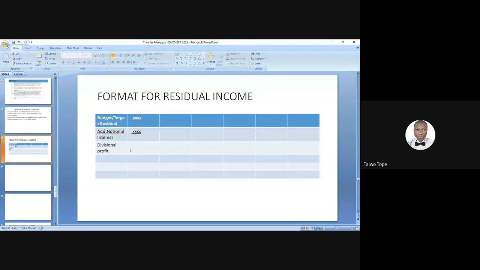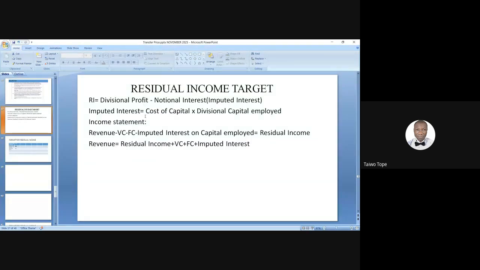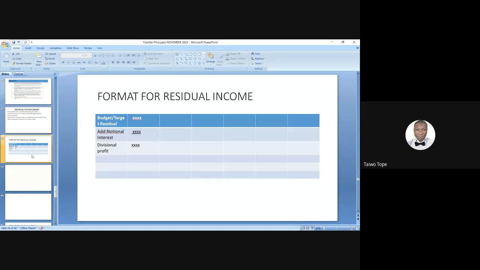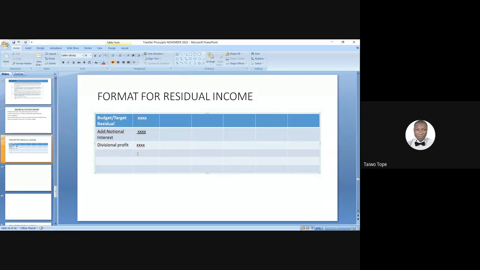Okay, sir. So once you do that, you've solved questions on that before, ma. For you to get your notional interest or imputed interest, we've given a question related to that before. That's the cost of capital given in the question multiplied by your divisional capital employed. Then you get your imputed interest or your notional interest. So once you add your notional interest plus your target residual income, you're going to have your divisional profits.